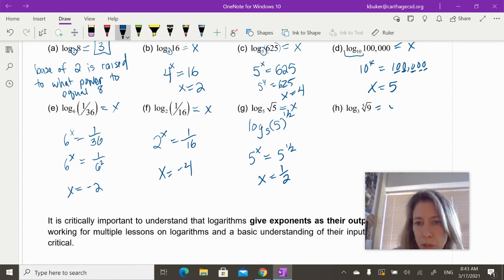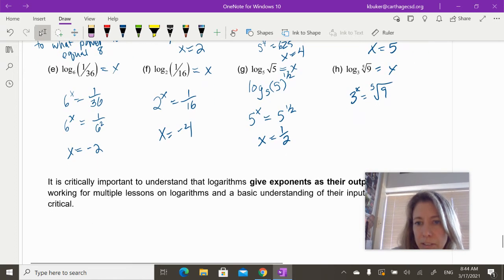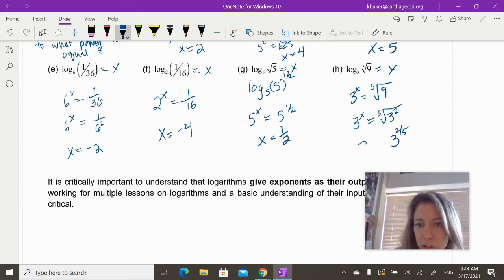All right, last one to practice. And again, you might want to rewrite this. 3 to the x power equals the 5th root of 9. Maybe you want to rewrite it as 3 to the x power equals the 5th root of 3 squared. We can change this into a fractional exponent, right? The power is 2, the root is 5. So 3 to the x equals 3 to the 2/5, therefore x equals 2/5.